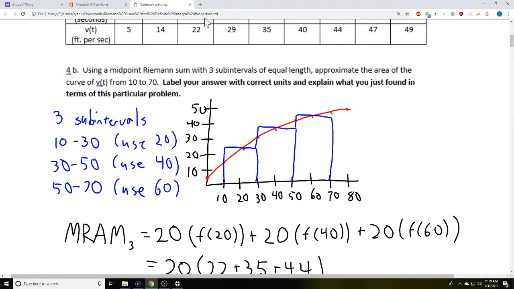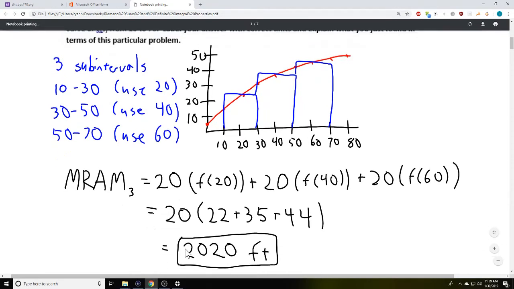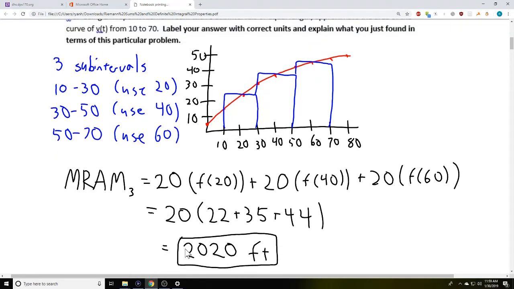If we plug in 20, we get out 22. These are the values that the table gives us. Plug in 40, we get 35. And since all of the intervals are of equal length, the bases are all 20, we can factor 20 out. And when we do that math out, we get 2,020 feet.